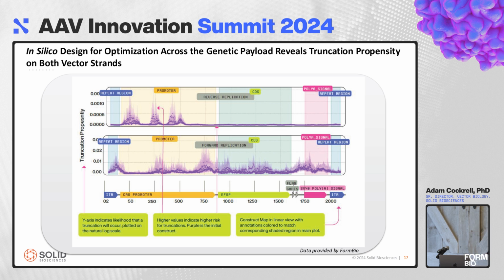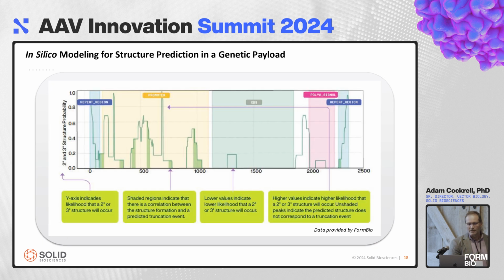So, do you swap it? Do you change it out? Do you modify it in some way to get you to a point where you're going to have a better vector? The other thing you can look at are secondary structures. So this is the same construct basically, but this would be the promoter region where you're seeing a lot of secondary and tertiary structure. Overlapping that, on top of that, the truncation prediction.